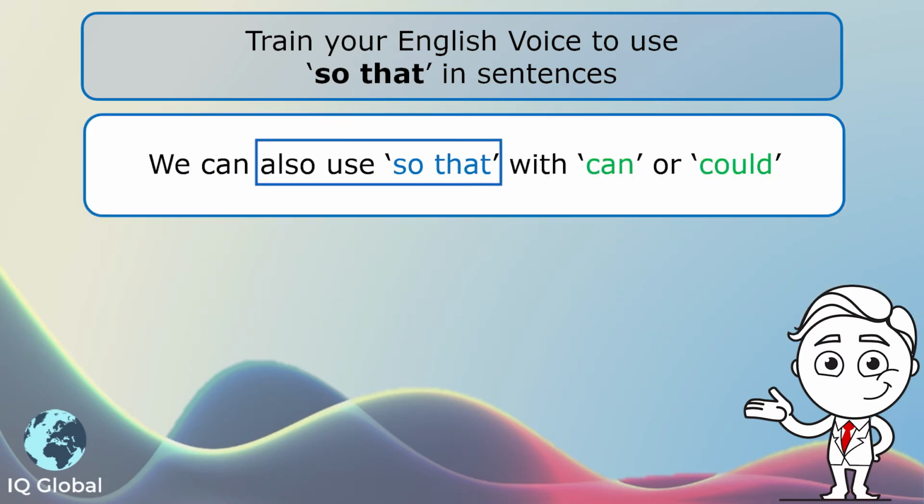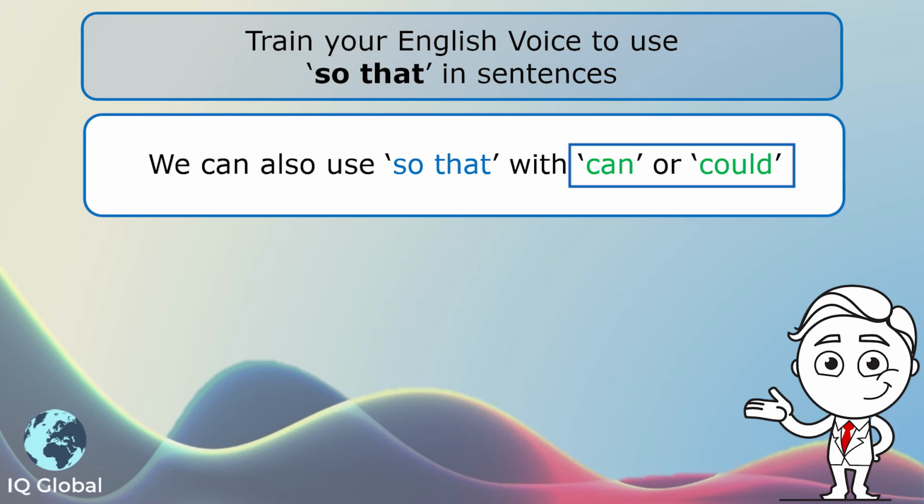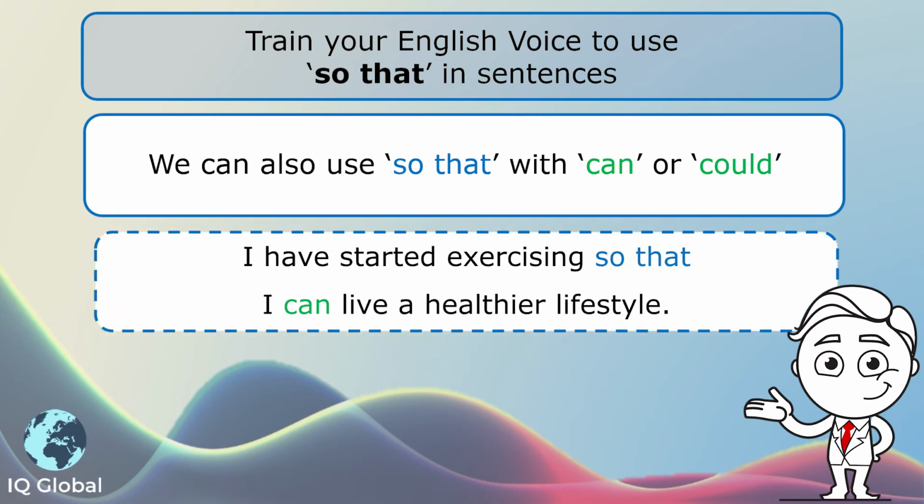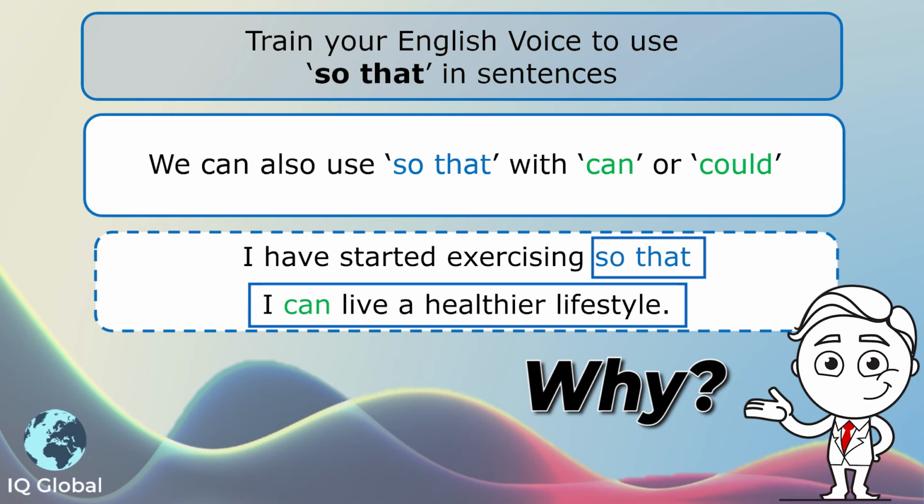We can also use "so that" with "can" or "could". Remember that "could" is often used as the past tense of "can". So have a look at sentence 1. I have started exercising so that I can live a healthier lifestyle. So here I used "so that" with the word "can". So here this sentence is telling me that I have started exercising. Why did I do that? So I can live a healthier lifestyle.